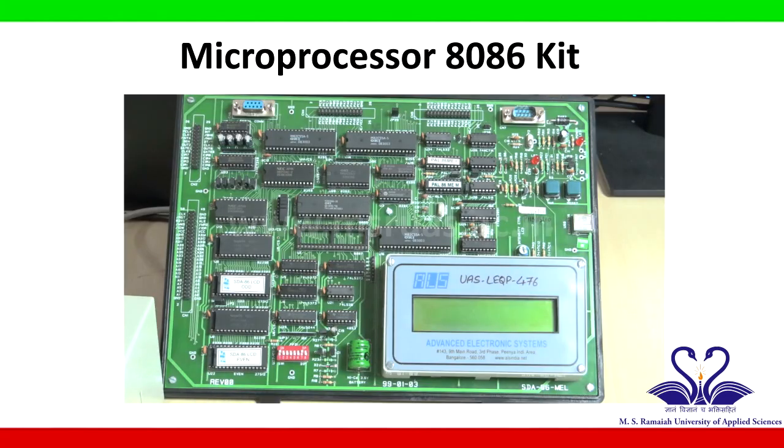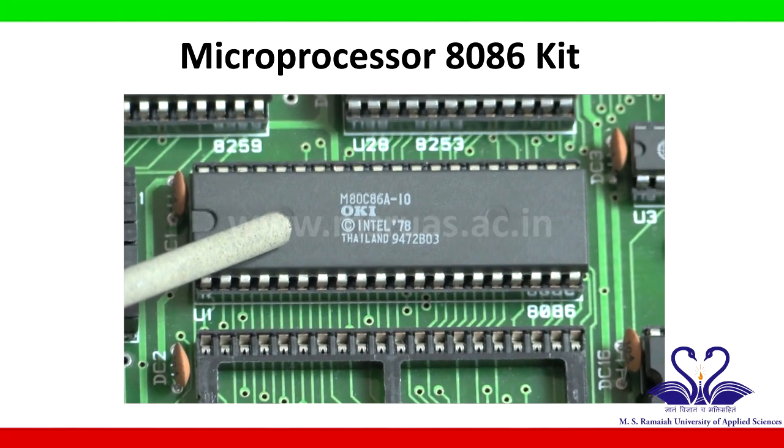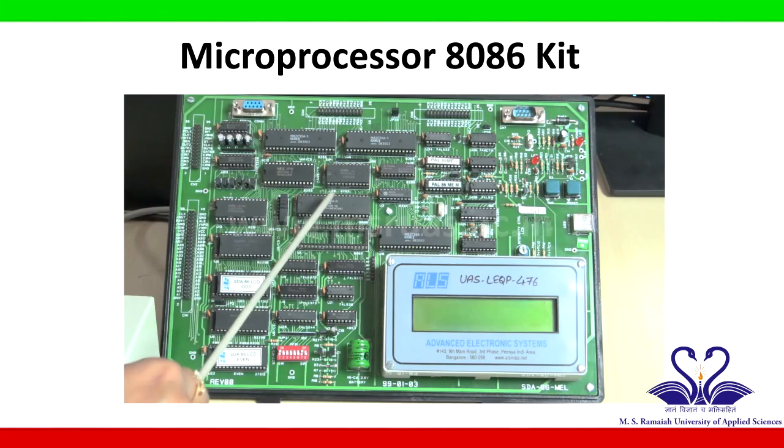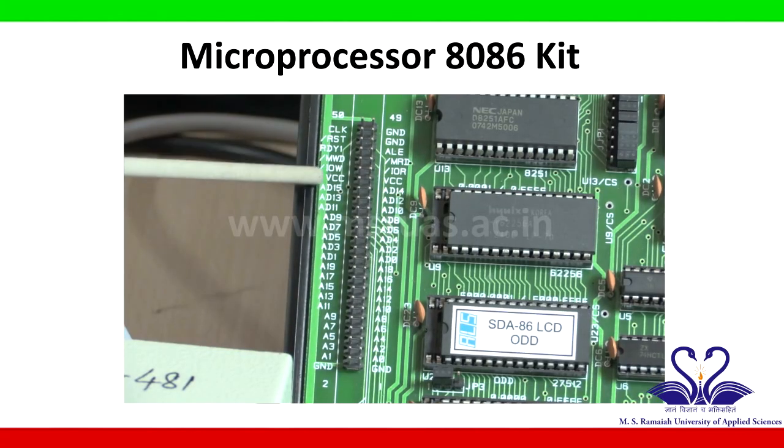Microprocessor kit. This is the microprocessor kit which consists of the central processor as 8086 IC, which is a 16-bit processor which has 16-bit ALU. It has 40 pins. All the pins are brought out towards the left for external connection.